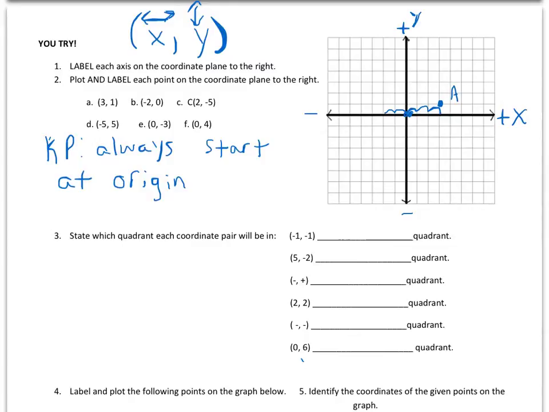So if I have a y of 0, am I going to go up or down? And the answer is neither, right? I'm not moving at all. So I would just stay right there, and my point B would be right on the axis.